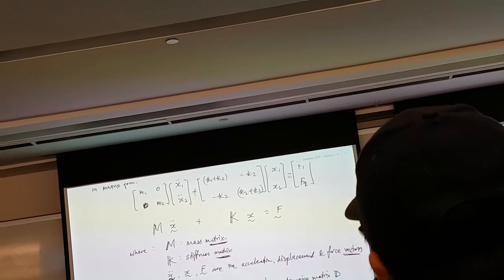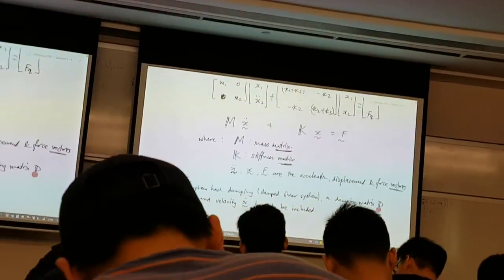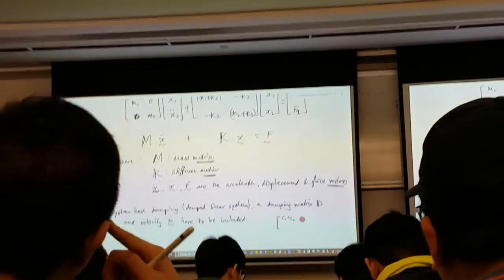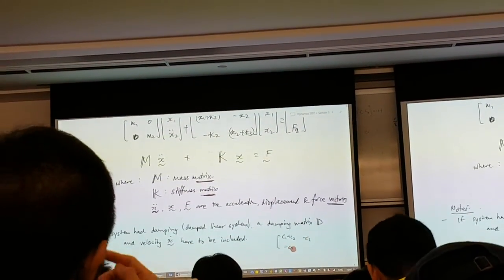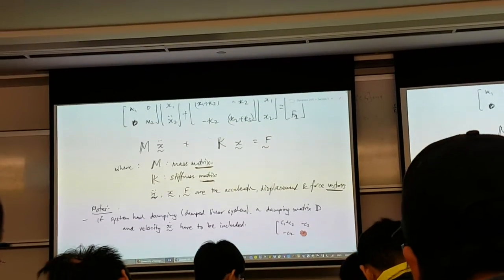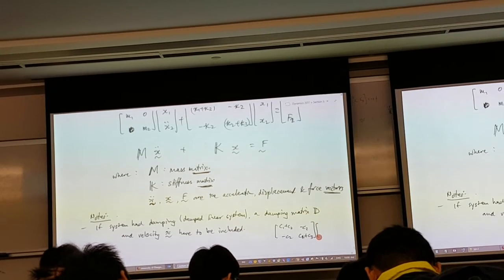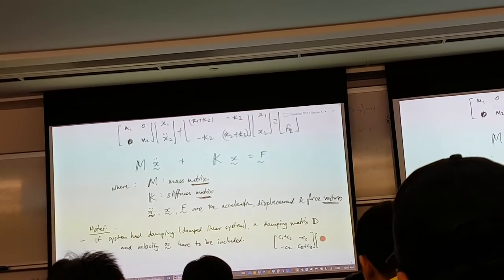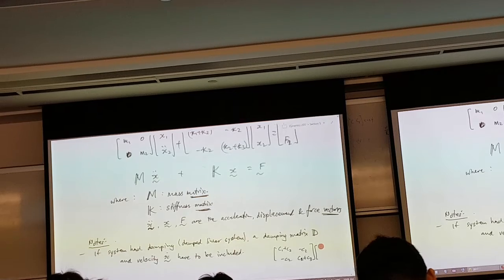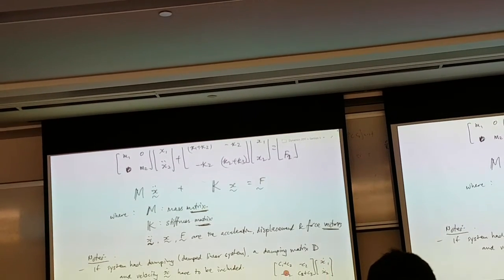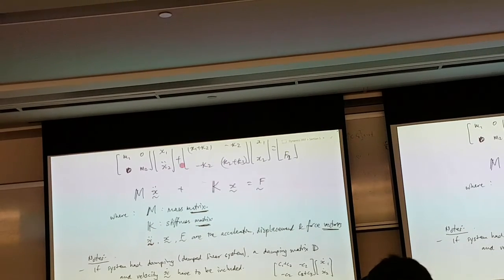They have to be included. So to give you a sense of how it looks like for D, for example, it can look like C1 plus C2, minus C2, minus C2, C2 plus C3, and then your velocity vector, that is your x dot 1, x dot 2. You're going to expect this inside this equation.